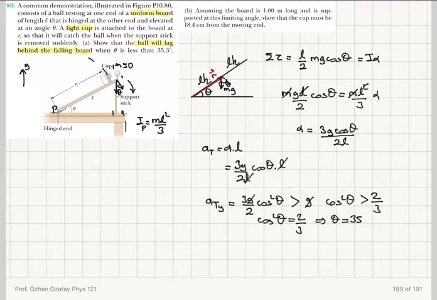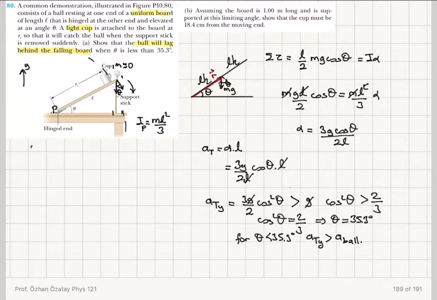So when is cosine square theta 2 over 3? You can calculate this. This corresponds to theta equal to 35.3 degrees. So for theta less than 35.3 degrees, the acceleration of the top point will be greater than the acceleration of the ball. Its y component will be greater than the acceleration of the ball. So it will fall with higher acceleration. It will speed up faster.